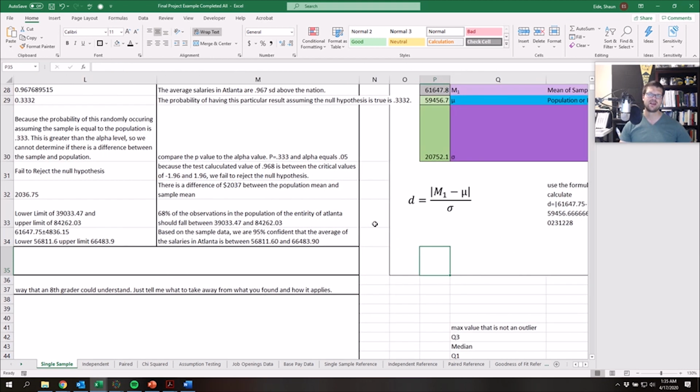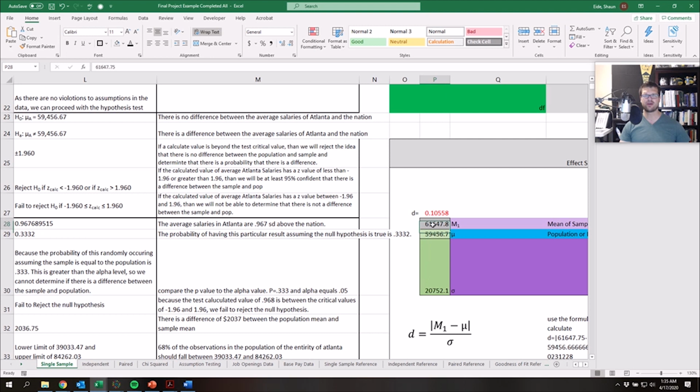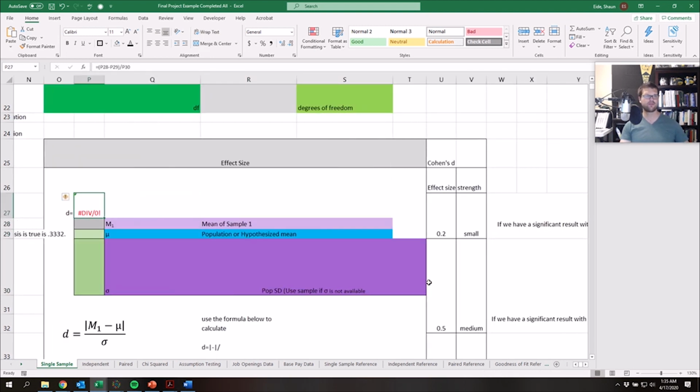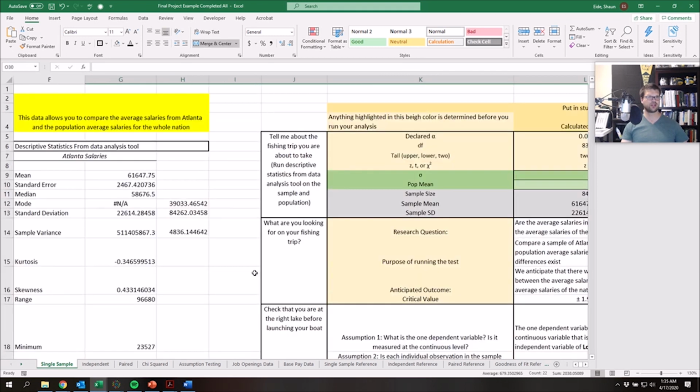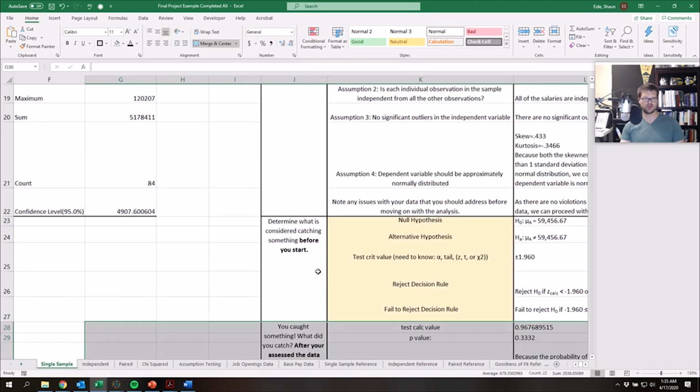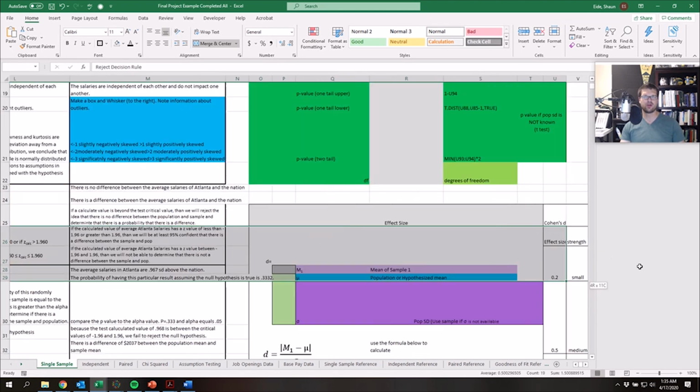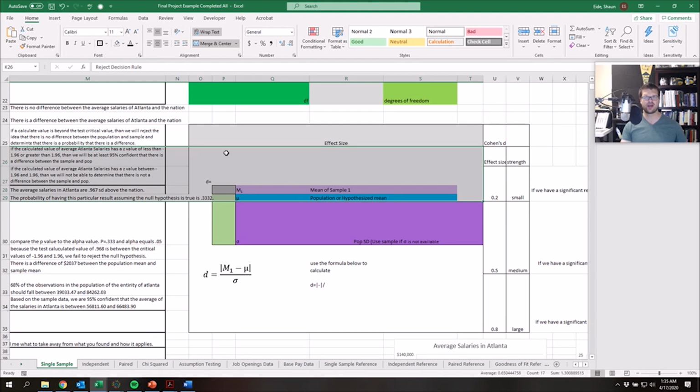Okay, so this right here, this is the information on the effect sizes. The effect sizes are right here. And so this is the formula for the effect sizes. It's the mean of the sample minus the mean of the population divided by the standard deviation. Okay?